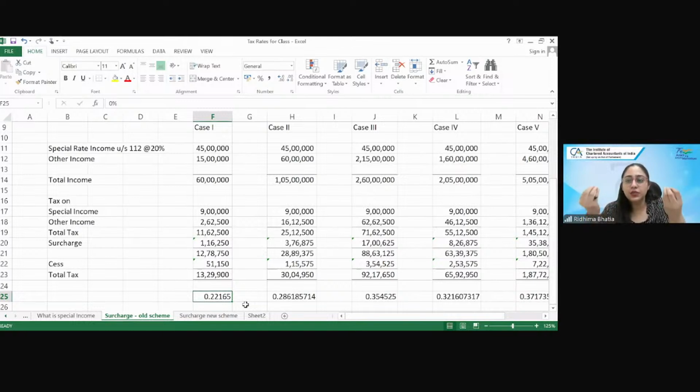Average is what you do in maths: total tax upon my total income. So total tax upon my total income is coming to 22%. A question can also be of the maximum marginal rate, I'll discuss that also. But what is your average rate? Do not get confused on that. Anyone has any doubt in case one?